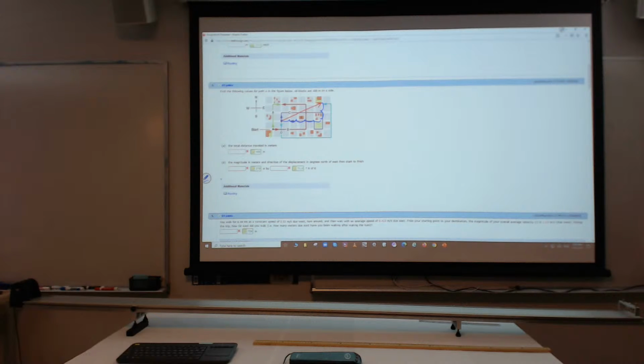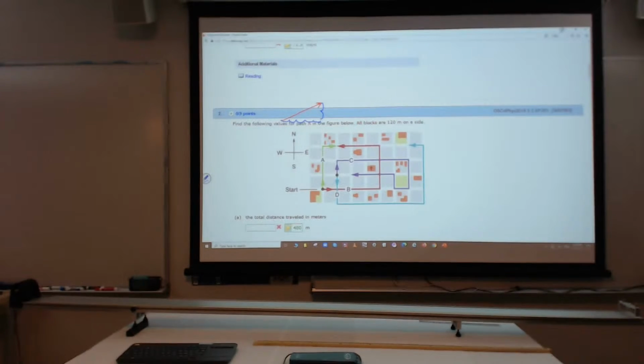Can you see the screen? I can, but it's not very close. So, very close, very far. Is it better? Yeah, it's better.